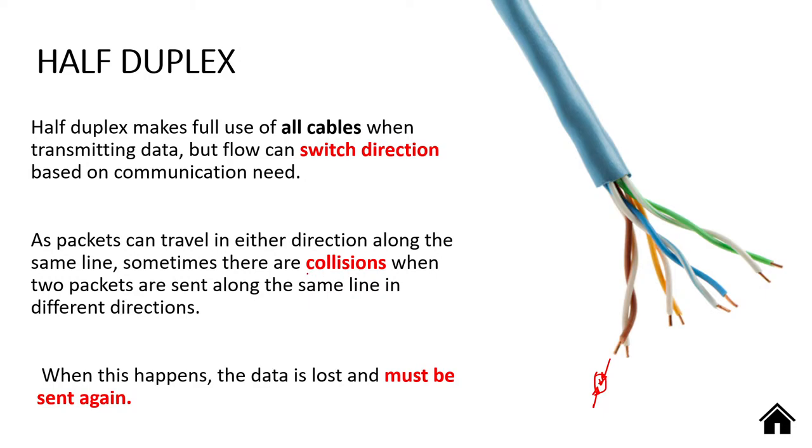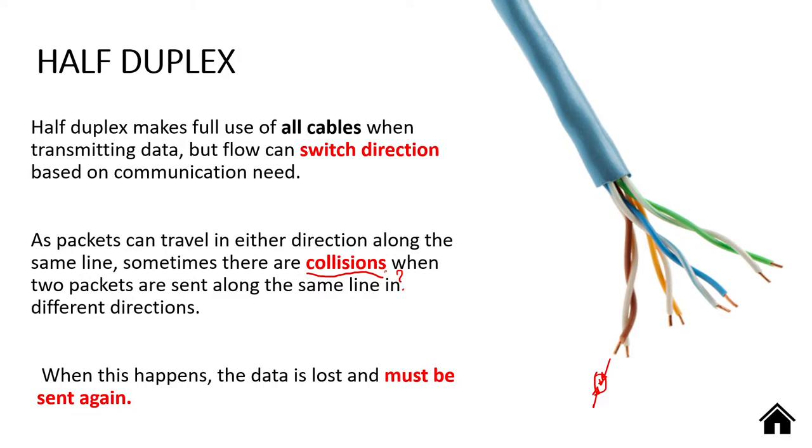Now please, whenever you're defining a collision, what is that? Please don't say it's when the data touches itself or it crashes or it physically touches, okay? All it means is when two bits are detected on the same transmission medium at one time, all right? They don't have to touch. As soon as we detect that there may be a collision, we disregard the packets of data, we disregard the bits, and we retransmit, we send it again, okay? So when this happens, the data is lost and it must be sent again.